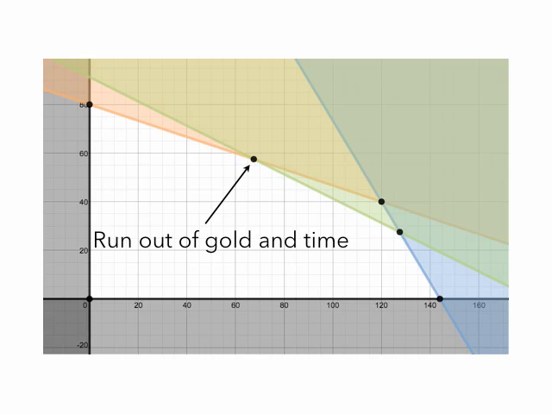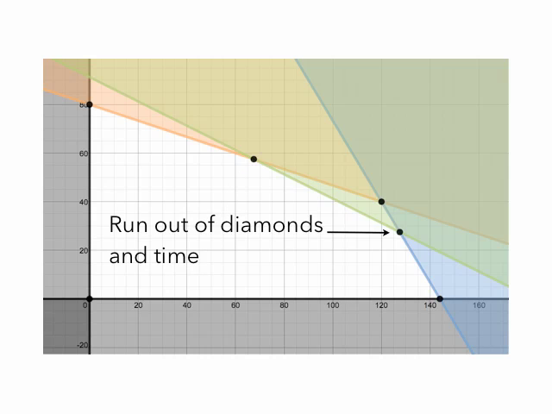But right here, this is on the equation of the gold line and the timeline. This is where the jeweler runs out of gold and time at the same time. Still have plenty of diamonds left over. Over here, we've got a solution where, because it's on the blue and green, we're running out of diamonds and time at the same time, and we still have some gold left over.